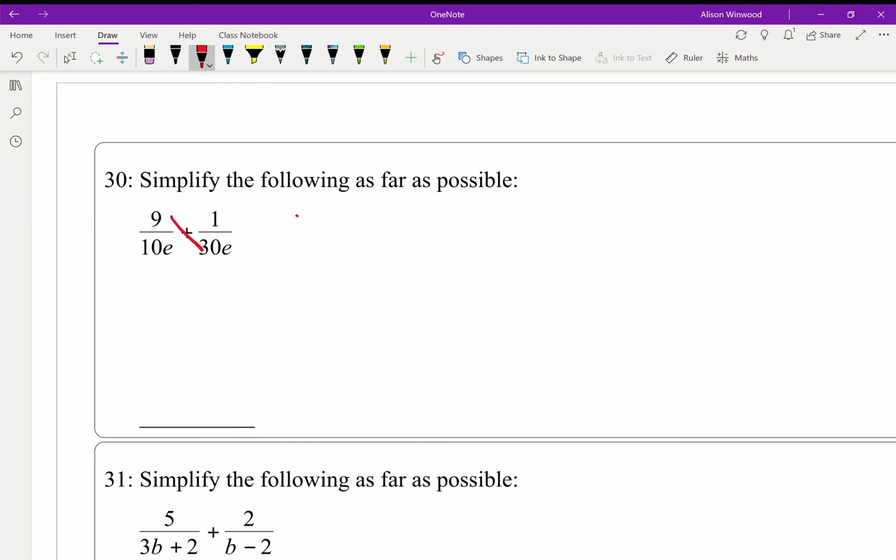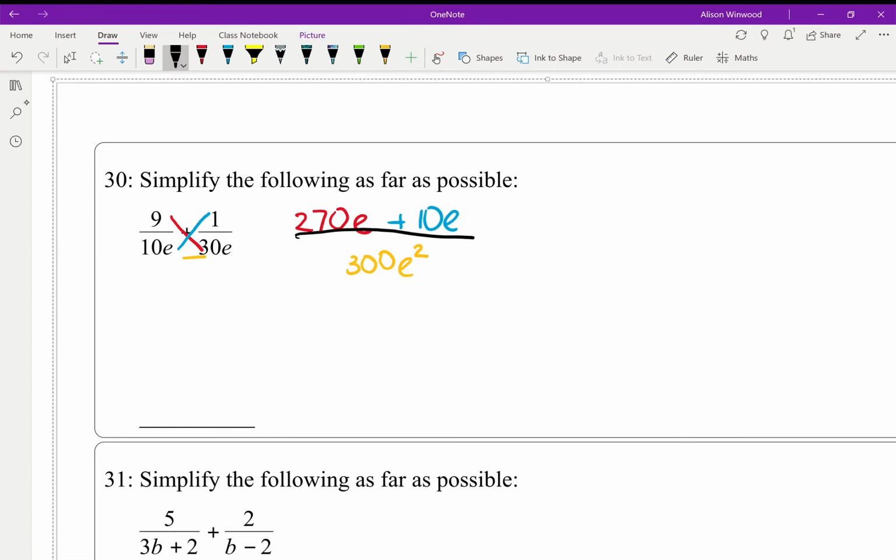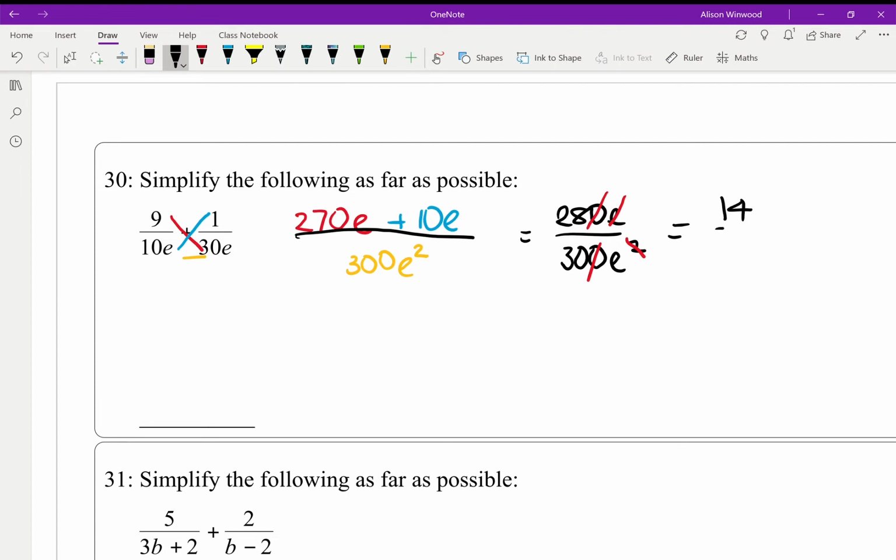Cross multiply, straight multiply, 280e over 300e squared, and then we can simplify. So e will cancel with one of those e's.